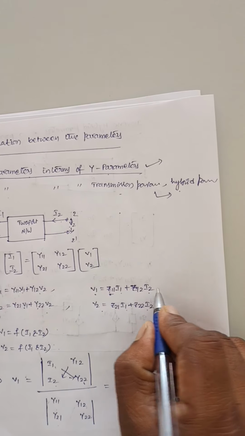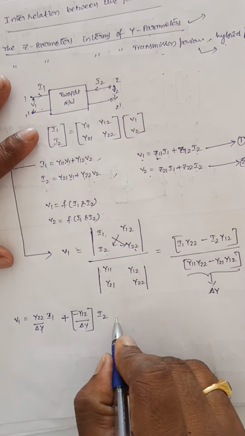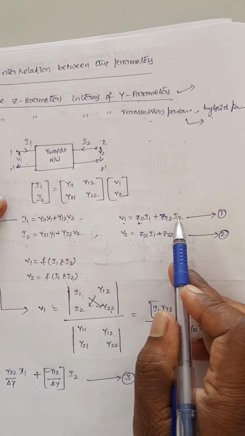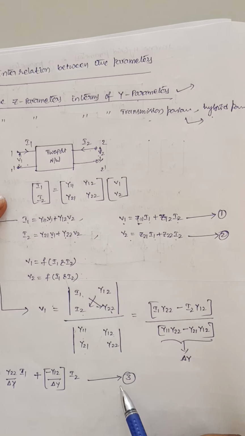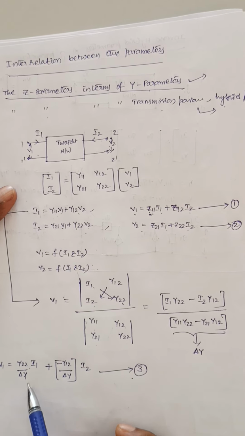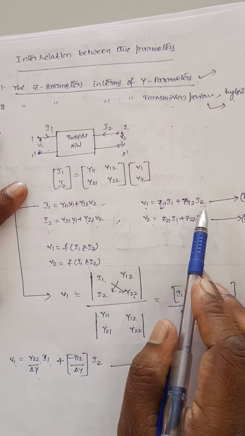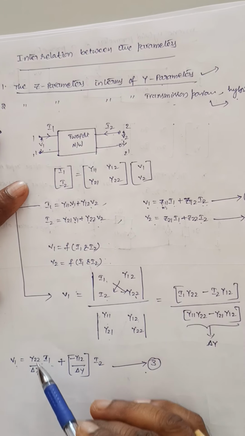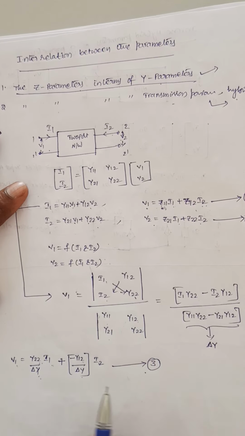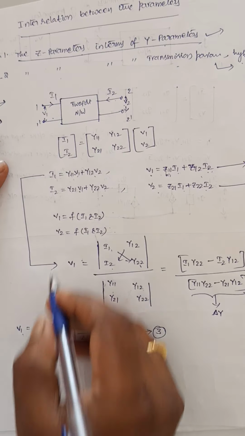Now let us compare this equation. Let us assume this is equation number 1 and this is equation number 2. Let us assume this is equation number 3. Next, by comparing equation number 1 and equation number 3, we are able to find out the value of Z11. Z11 is equal to Y22 divided by delta Y, right? V1 is a function of I1 I2, it is also a function of I1 I2. So from these two equations, Z11 is equal to Y22 divided by delta Y, Z12 is equal to minus Y12 divided by delta Y. Similarly, you try to find the value of V2 from these two equations.